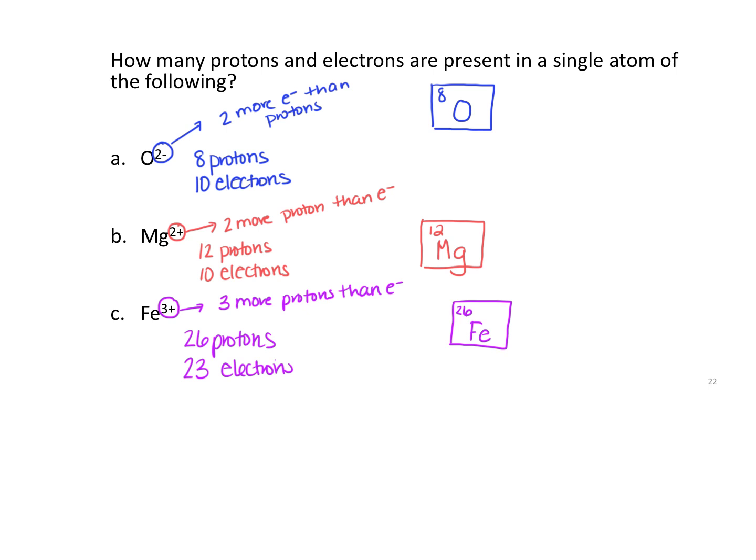I want you to notice something. The number of protons here always stays the same as the number on the periodic table, right? The only thing you can change is the number of electrons. If it's negative, there's going to be more electrons than protons. If it's positive, there's going to be more protons than electrons. So that's where you have to take away the electrons. We'll practice this more in class, and of course have more things that you can practice on our study guide.